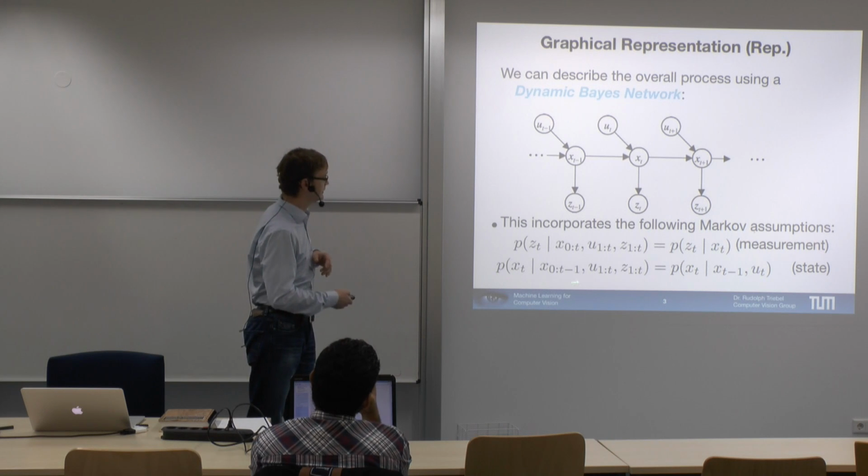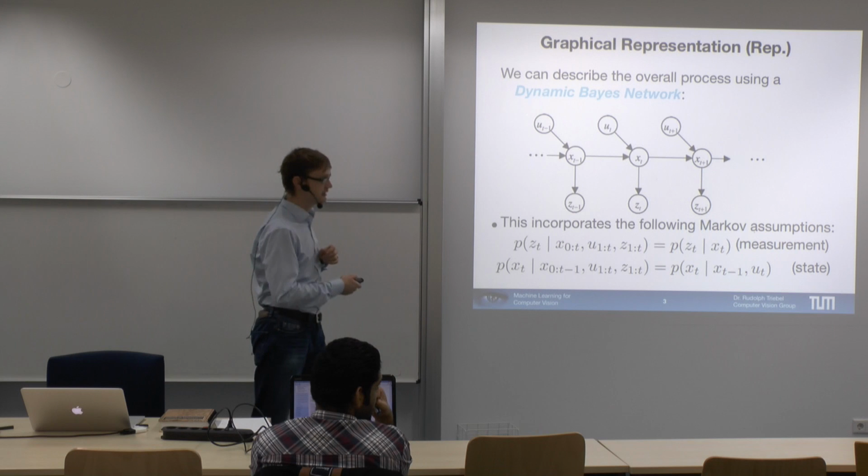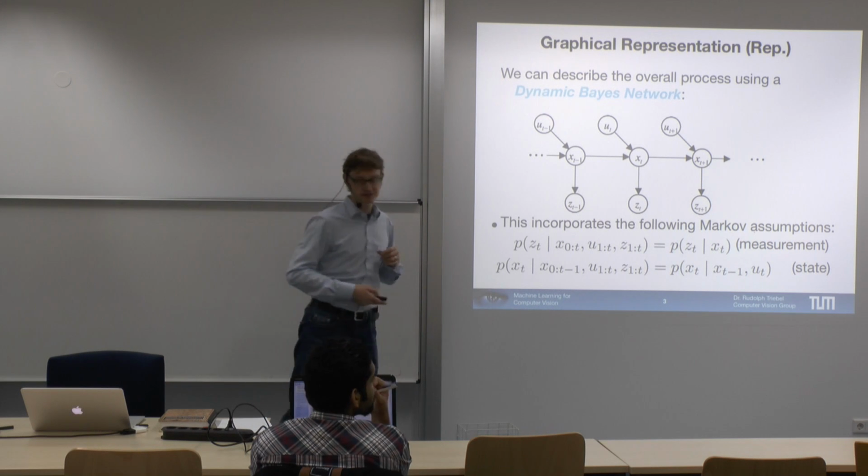The same here for the states. Here we say we have a state, and the state only depends on the previous state and an action, right? So every x_t only has 2 arrows going in, which are these 2 arrows and no other arrows, right?